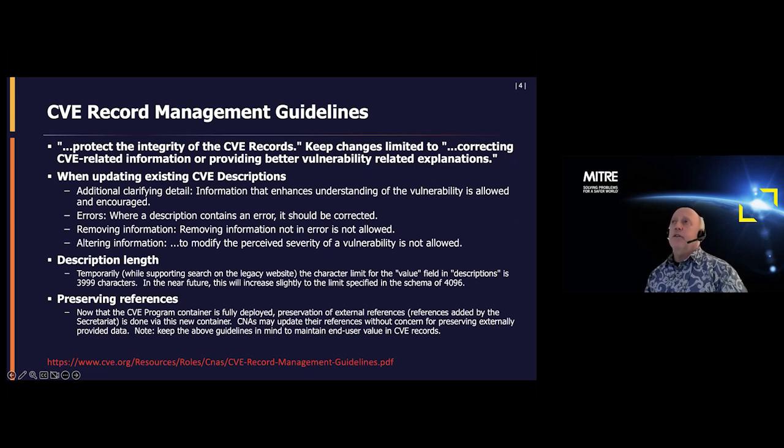So when you're editing a record, when you're updating it, don't remove important information. You need to keep the changes limited to correcting stuff that's wrong or providing better information to help people figure out how to patch or how to ameliorate a problem, to do protection. That's the purpose. When updating your CVE descriptions, you can add additional detail. That's great. You can fix an error, but don't remove information that's not wrong, right? We want to keep that historically relevant information.